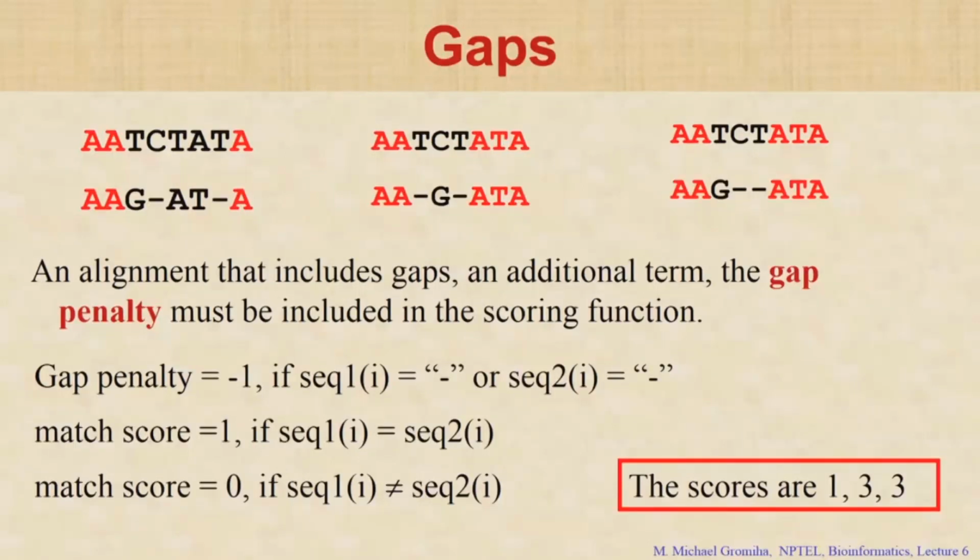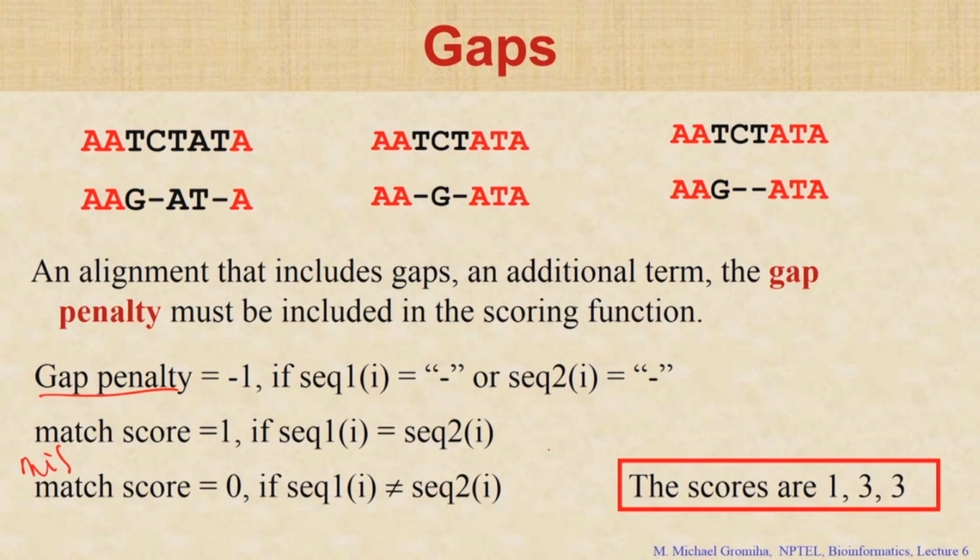In the previous alignment we gave the match score and the mismatch score. In this case we have the gap, so we need to introduce a gap penalty. Here I put -1 if there is a dash either in the first sequence or in the second sequence. Then the match score is 1, the same as before, if sequence 1 is equal to sequence 2. If there is a mismatch you can put the mismatch score, if sequence 1 is not equal to sequence 2.